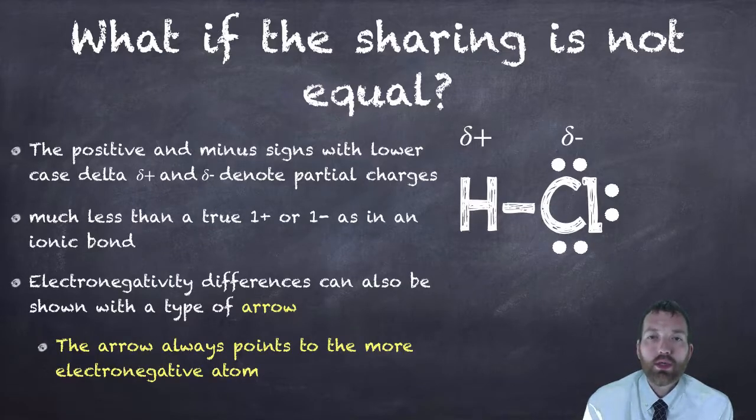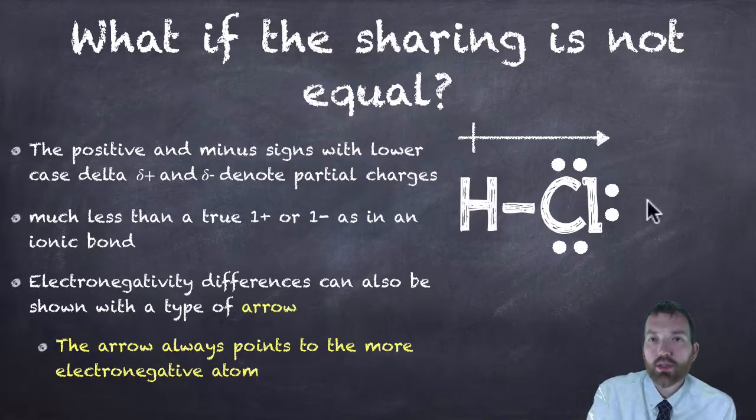Another way that you can show the electronegativity differences is with a type of arrow. This is what I will typically use more in class and in these notes rather than these partial charges, just because it's easier to draw. And the arrow looks like this. So it's an arrow, but the positive side, the partially positive side, gets a little hash mark. You need to remember the arrow is always pointing to the more electronegative atom, which in this case is the chlorine.